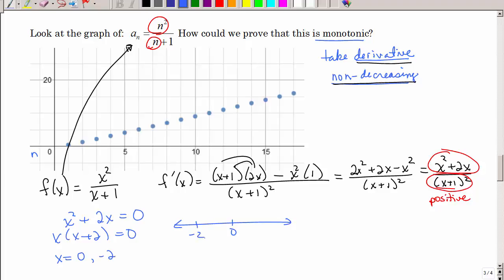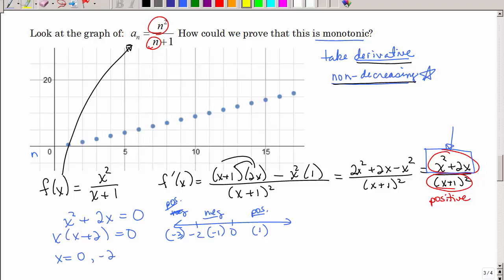If we look on a number line, then we can evaluate this numerator at those different values. If I plug in -3 in here, I'm going to get, let's see, 9 minus 6, positive 3. If I plug in -1, I get 1 minus 2, which is negative. If I plug in numbers bigger than 0, I'm going to get positive. And you're going, well, then it's not monotonic, because if the derivative is positive, negative, positive, that means the function is increasing, decreasing, increasing, and that would not fit our definition.